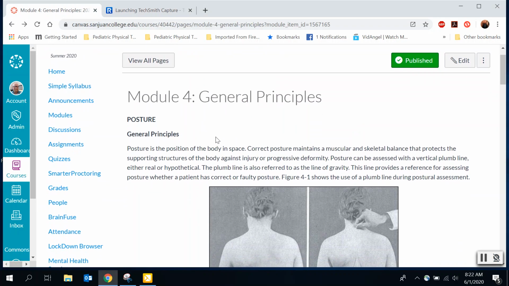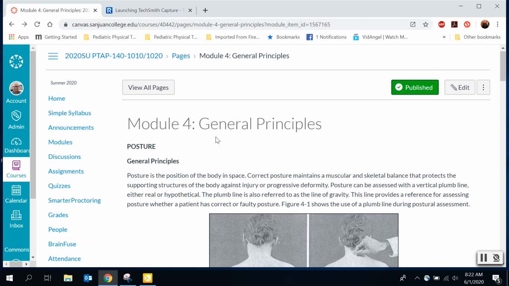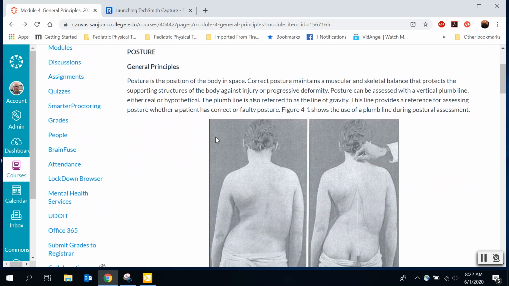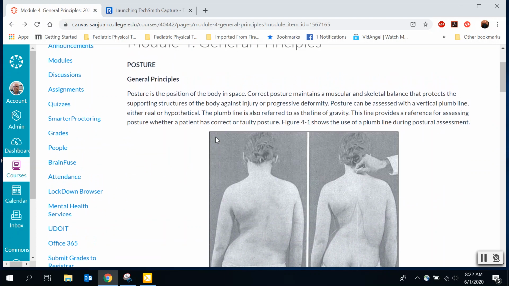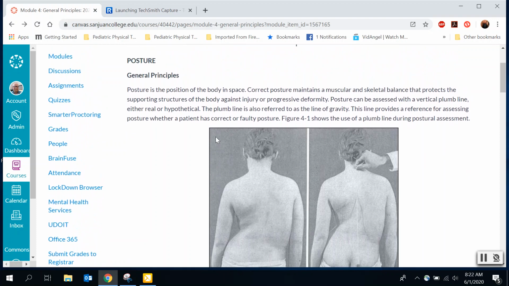All right, so these are just some general principles about posture. I'm not going to go into these too in depth because I'm going to do an actual lab demonstration video, unless I can find some good ones on Physio U.